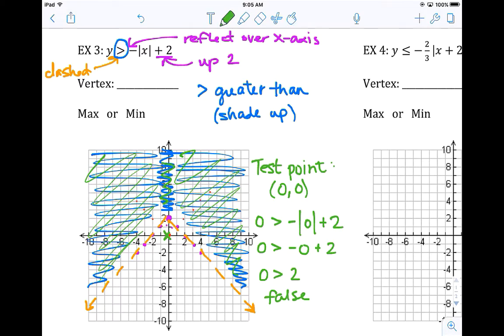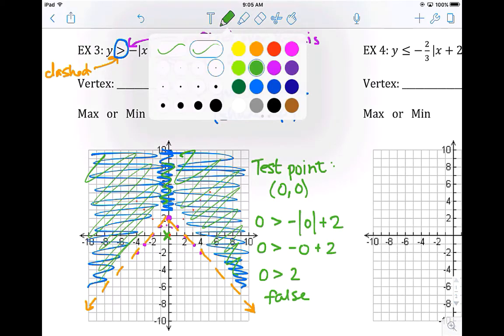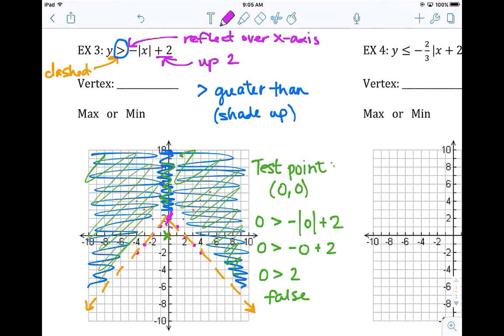All right, for our vertex. Vertex is that point in the very center of the graph. So in this case, because we shifted it up 2, that point is at 0, 2. And then this time our graph has a reflection to it. So that means that vertex is sitting at the very top of our V, which means it becomes a maximum. So anytime we've got that reflection over the x-axis, your vertex is going to be a maximum to your graph.